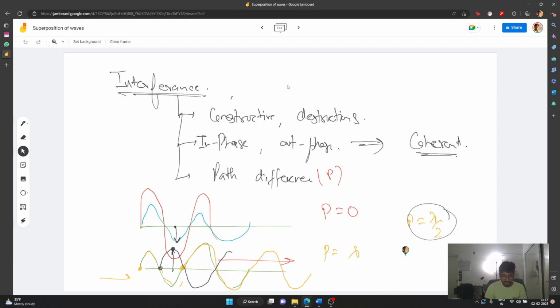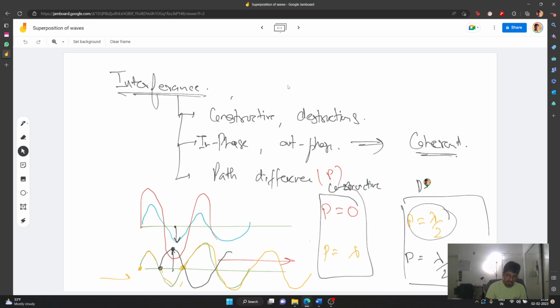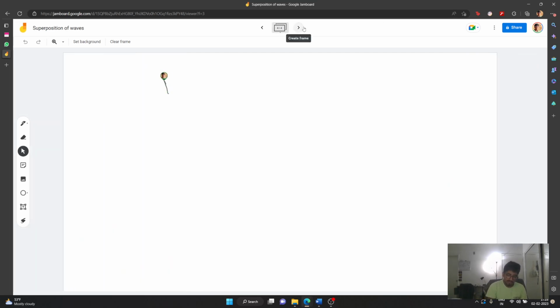So similarly, we can understand that if it were to move by lambda by 2 plus another lambda, so half a wavelength and then a full wavelength forward, which is 3 lambda by 2, it would still be destructive interference, right? So from here we understand that for all these it is constructively interfering, and for all of this it is destructively interfering, right?